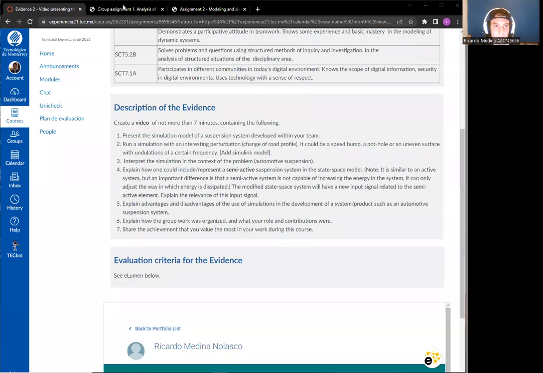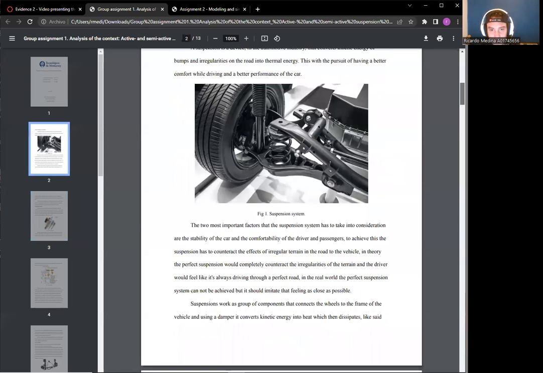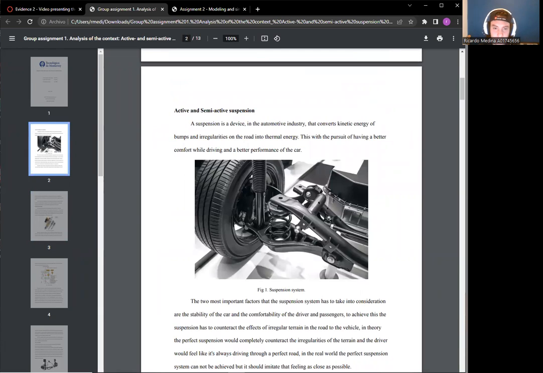To understand the problem situation, we have to understand what a suspension system is. A suspension system is basically an automotive device that makes the car stable and cushions the car when you encounter irregularities on the road, like bumps or holes. It does this by converting those irregularities into thermal energy.